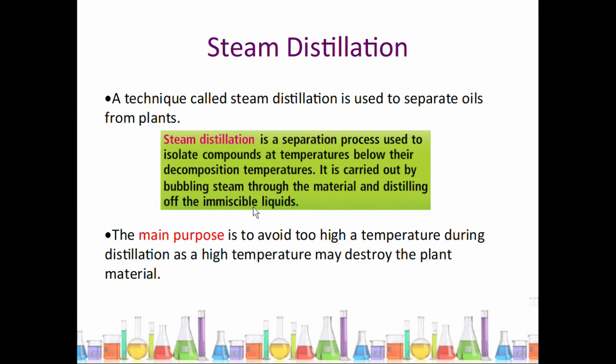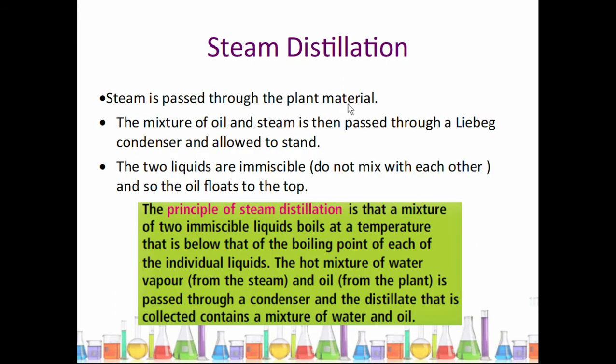They don't mix together. You might see that at home if you try to put a bit of oil in with some water, it'll just sit on top. So again, the main purpose here is to avoid temperatures that are too high, as a high temperature may destroy the plant material. So steam is passed through the plant material and that's going to release oil from the plant. The mixture of oil and steam is then passed through a Liebig condenser. Hopefully you recognize that. The two liquids are immiscible, so when both of them are condensed, they don't mix together, so the oil floats to the top.